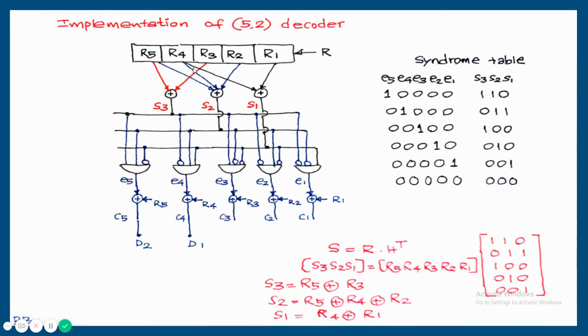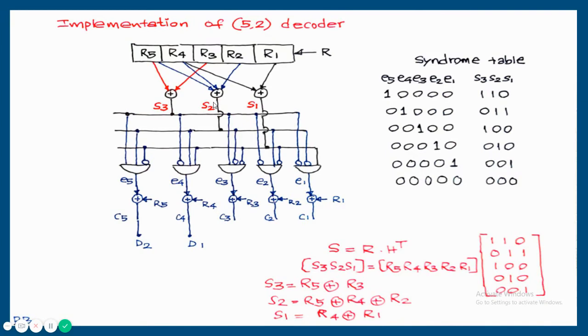First equation, S3 is equal to R5 plus R3. That is why R5 plus R3 output will be S3. Second, S2 is equal to R5, R4, R2. R5, R4, R2 XORing, the output will be S2. Third equation, S1 is equal to R4 plus R1. R4 plus R1 output will be S1. This portion is known as syndrome calculator. From R, we calculated syndrome.